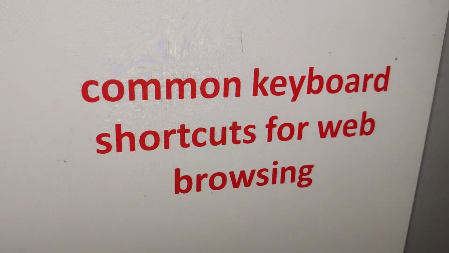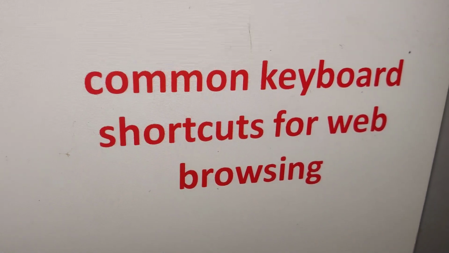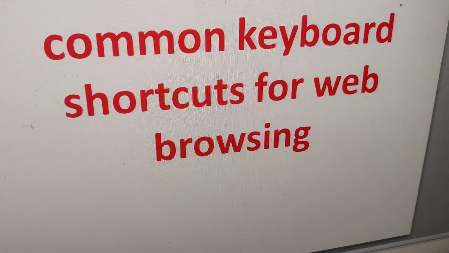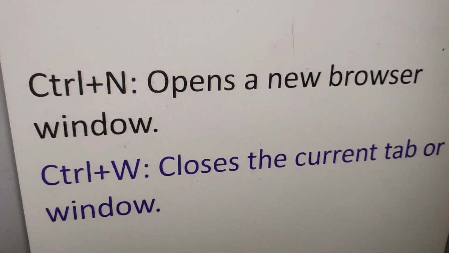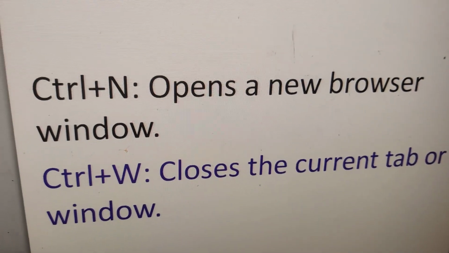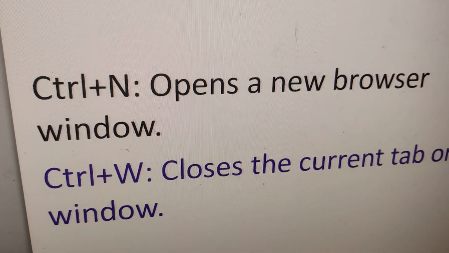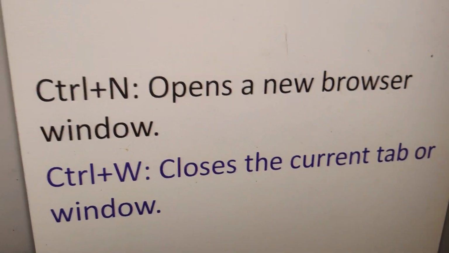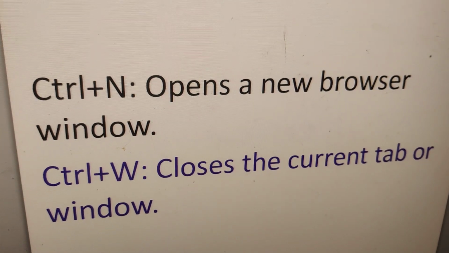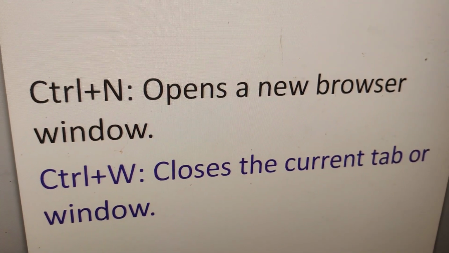Some of the common keyboard shortcuts for web browsing are discussed in this video. That is, if you press the Control key and N key, you can open a new browser window. And if you press the Control and W key at the same time, you can close the current tab or window.